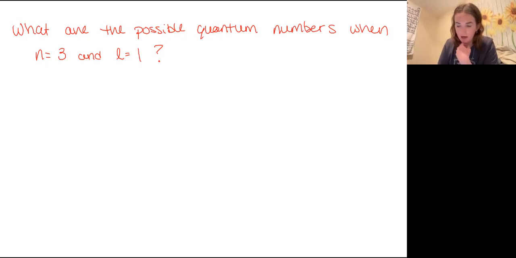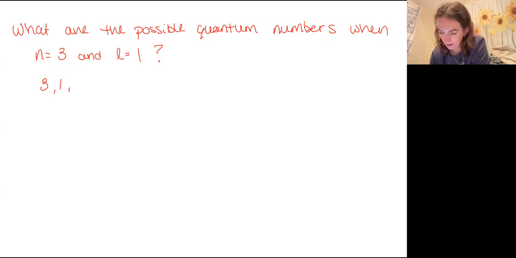Okay, does anyone have an idea of what a possible quantum number could be? We're looking for m sub l and m sub s. We know we're going to start off with 3 and then 1. What's going to be the next number that follows? What's a possible number? Yeah, awesome. So we can have 3, 1, negative 1, or 3, 1, 0, or 3, 1, 1. Awesome.